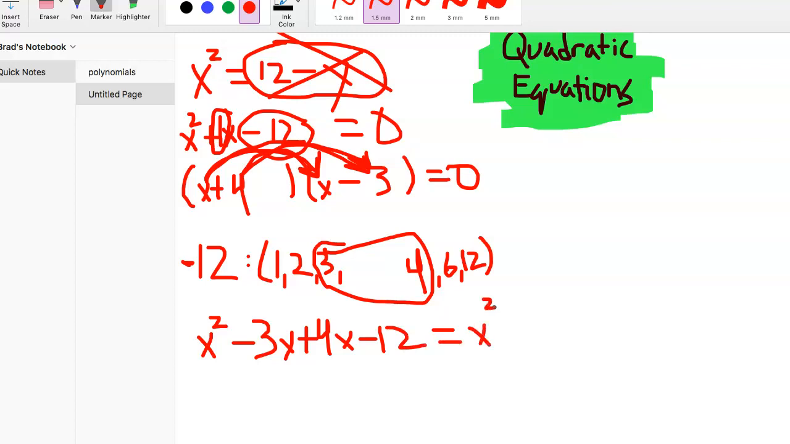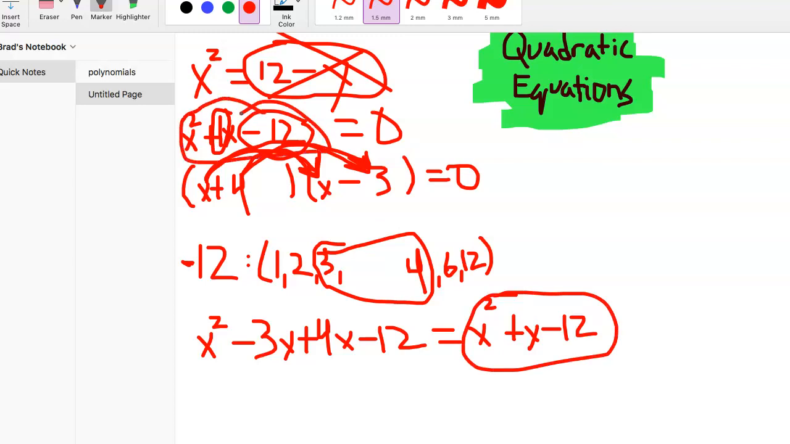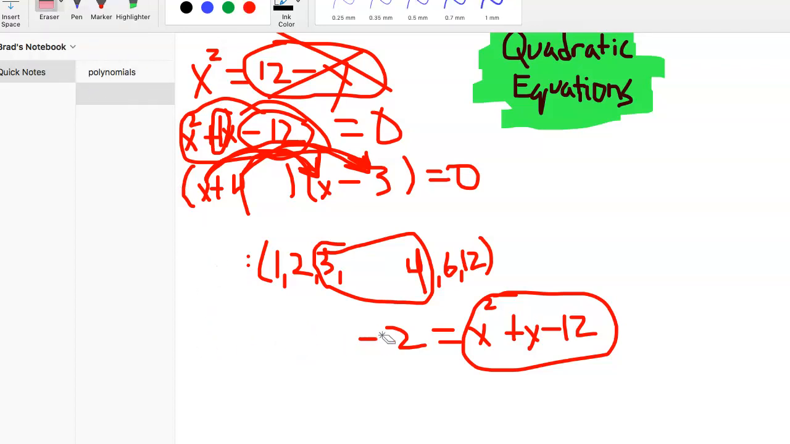Okay, and if we combine this, we get x squared, then negative 3x plus 4x is just a plus x. So negative 3 plus 4 is 1. And then we still have our minus 12. Okay, so it looks good, right? This is the same as what we had up here before I drew all over it. And so we're good. Let's erase and make this a little cleaner. This was just checking to make sure we did it right, which we did.